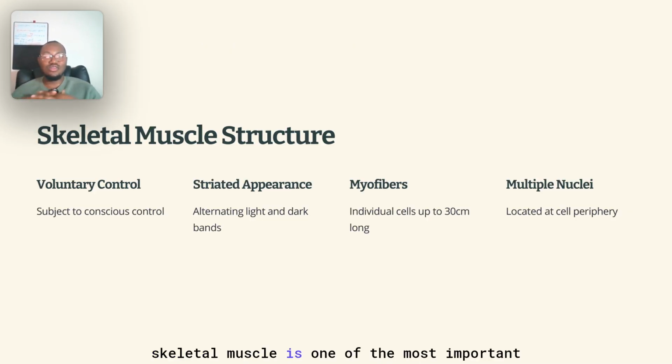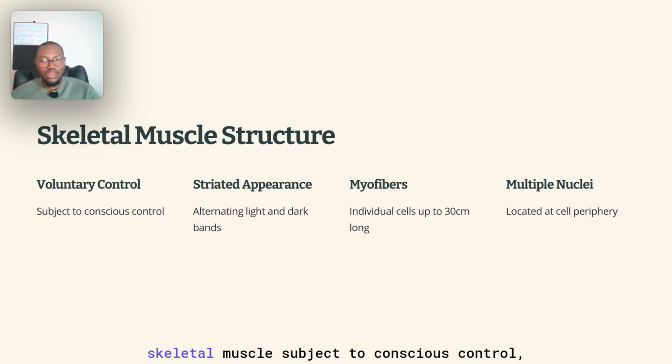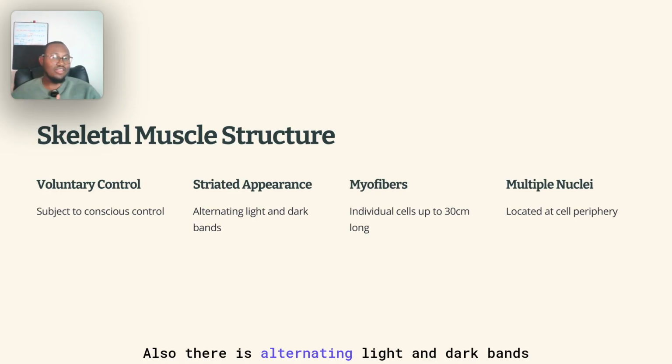Now, skeletal muscle is one of the most important aspects that always comes out in the body exams, all right? So, as I mentioned initially, skeletal muscle is subject to conscious control, that's very voluntary, and it's striated in terms of appearance. So you see a lot of Z discs around it, which gives you that striation appearance, all right? Also, there are alternating light and dark bands, which I'm going to discuss.